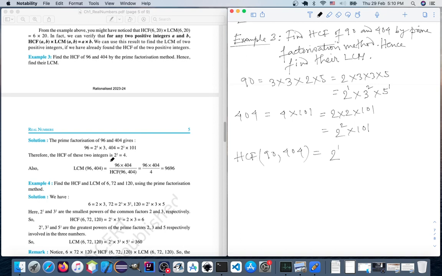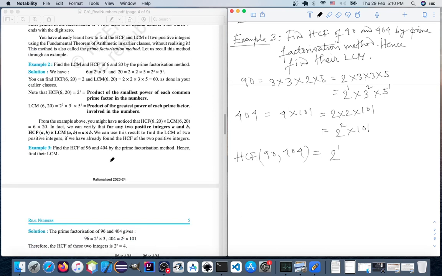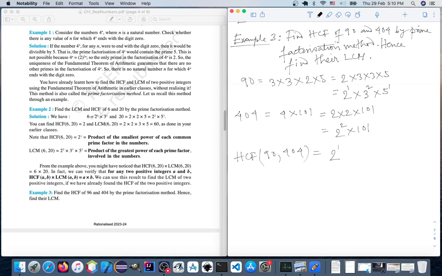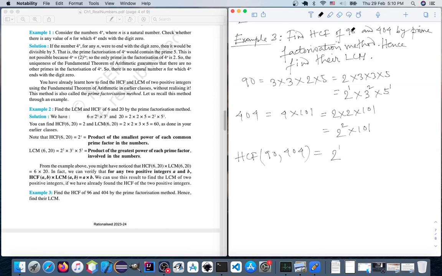HCF is, why is it 2 square? What was the number? Oh, it was 96. Sorry, I had written 90. My mistake. This is 96. 96 and 404.